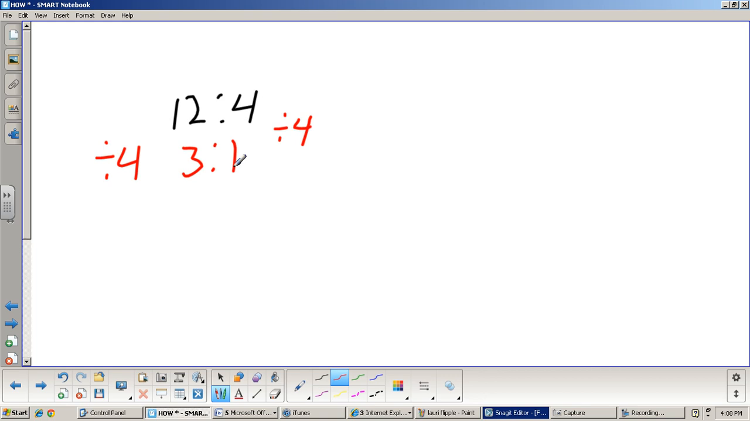What happens when I want to find a missing number in my ratio? Let's say on this side I have a blank, but on this side I have 48. What did I do to the 3 to get to 48? I don't know. So it's 3 times what is 48? That's a division problem. 48 divided by 3.